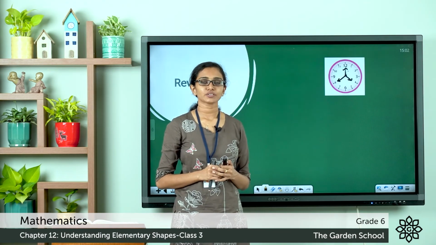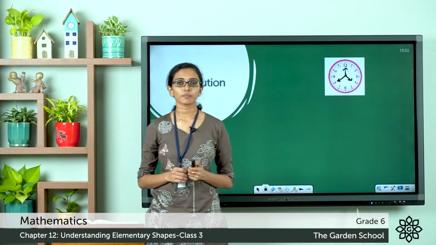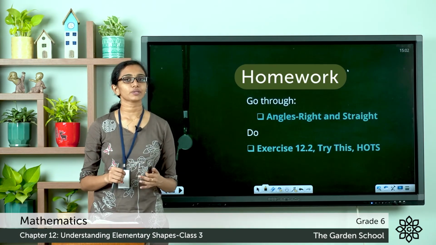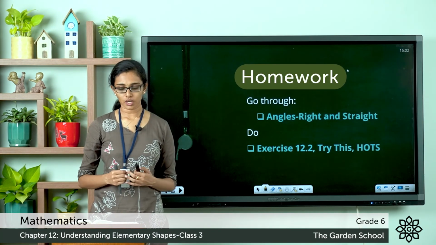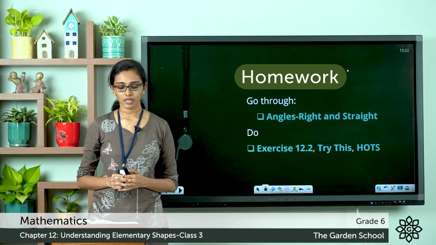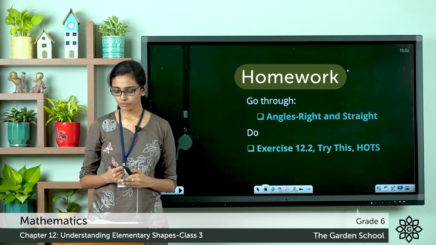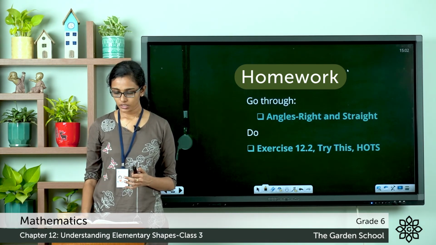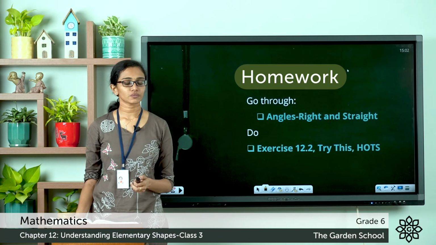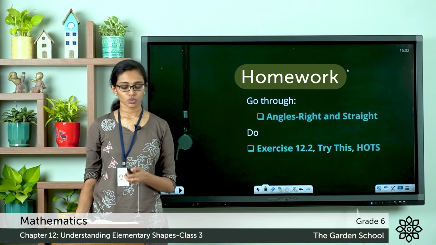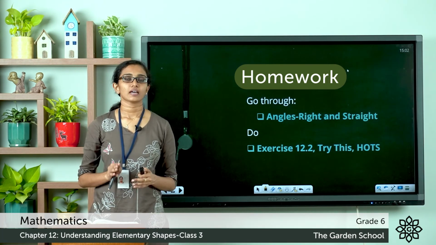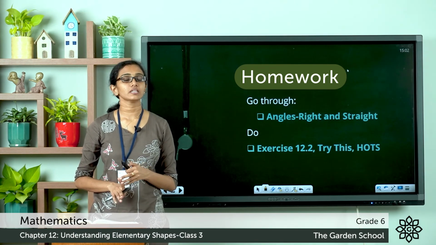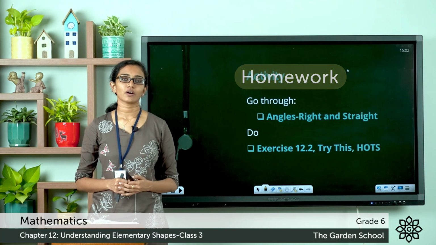So, I hope this is clear to you children. You may please go through this topic once again. This is given from page number 178 of your textbook. Go through the topic, go through the solved examples as well. There is a Try This exercise given on page number 179. Please go through it and you will be ready to do all the questions from exercise 12.2. So, go through the questions and do accordingly. And there is a HOTS exercise also mentioned on page number 180. Please go through that as well and do accordingly.